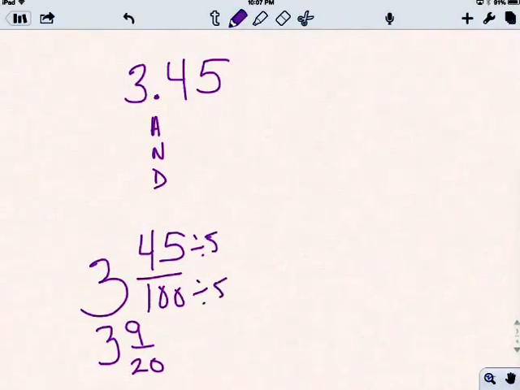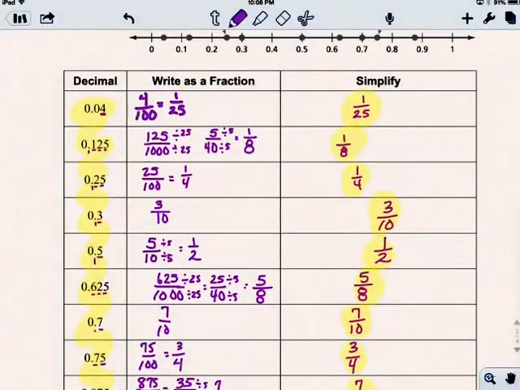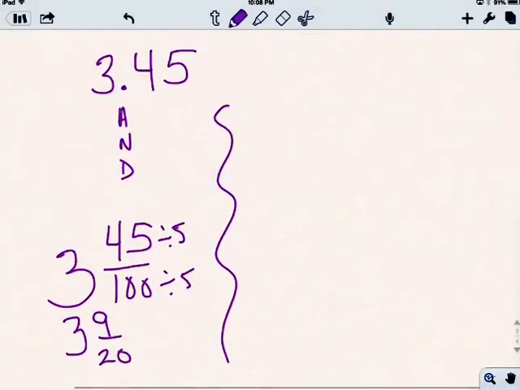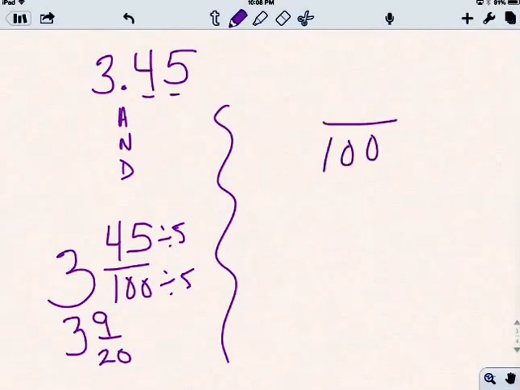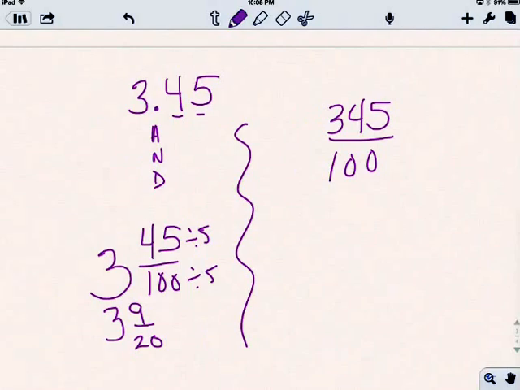The other way you can do it is just the same way we did up here in this table. We determined our last place value, made that a denominator, and then everything else became our numerator. So, tenths, hundredths, 100 is our denominator, and then everything else becomes our numerator, 345. Now I can look at this, and I can do one of two things. I can simplify it first, or I can change it from mixed to improper. So let's simplify it first. Divide top and bottom by 5.